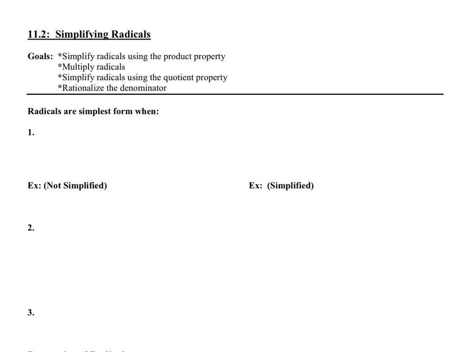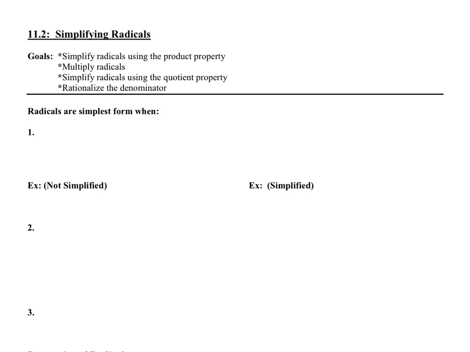In this section, we'll be learning how to simplify radicals. We'll start by talking about what a simplified radical is, and then learn how to simplify radicals using the product property, and then simplify radicals using the quotient property. We'll also learn how to rationalize the denominators.